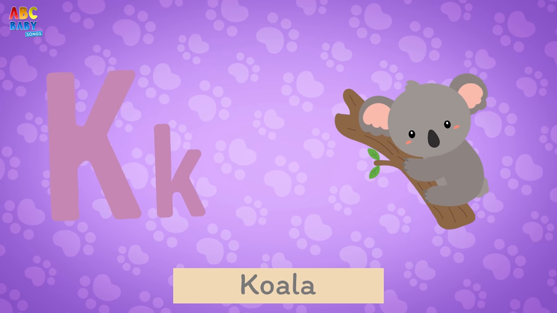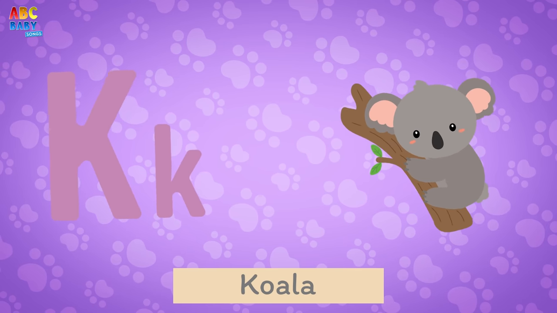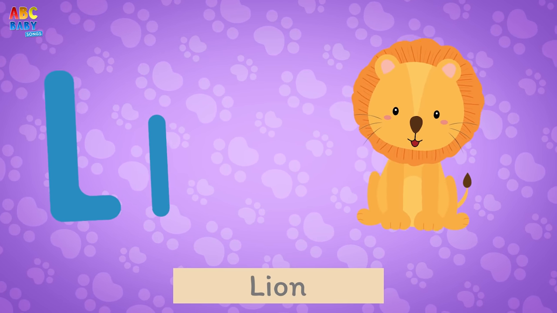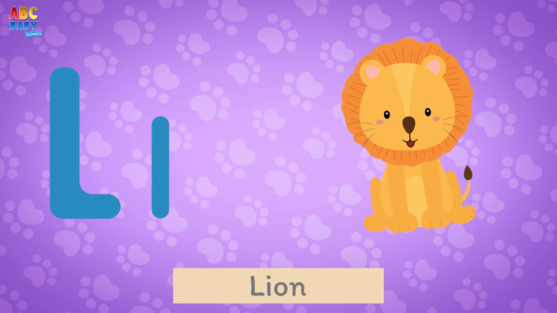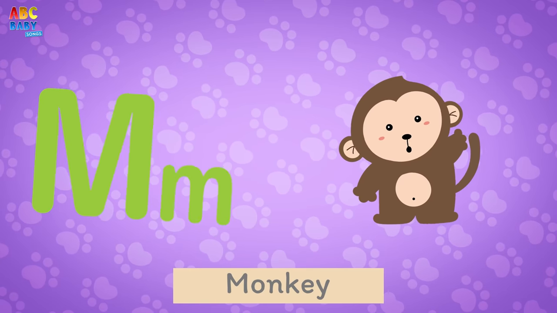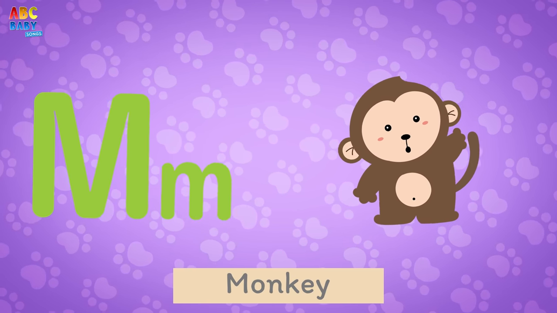K is for koala. K, k, koala. L is for lion. L, l, lion. M is for monkey. M, m, monkey.